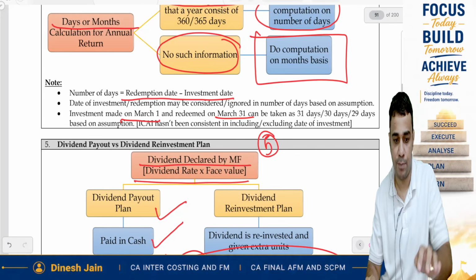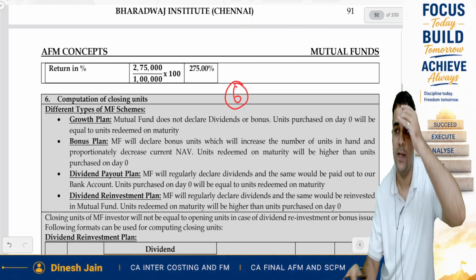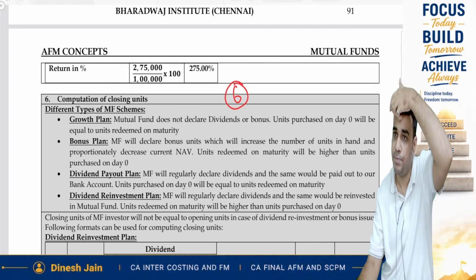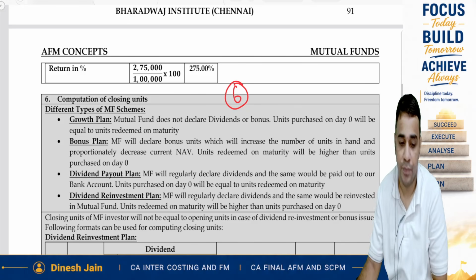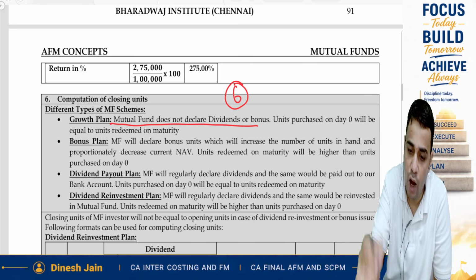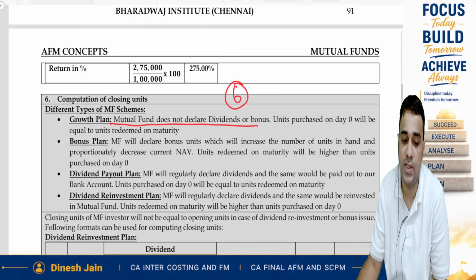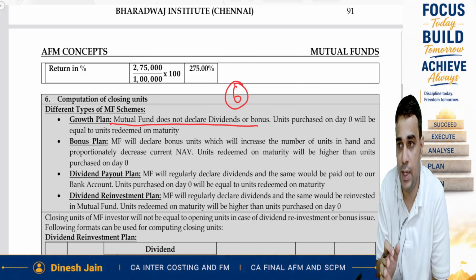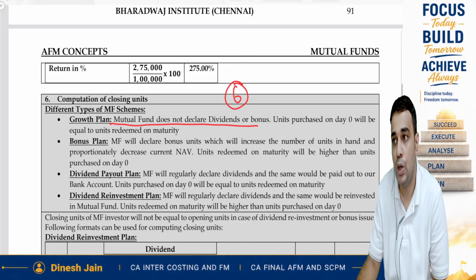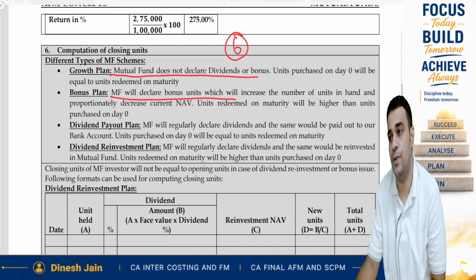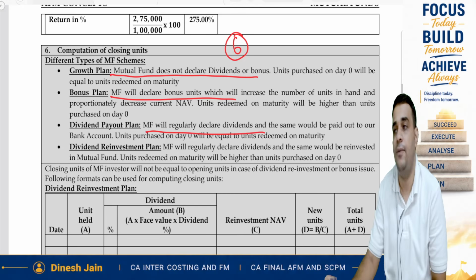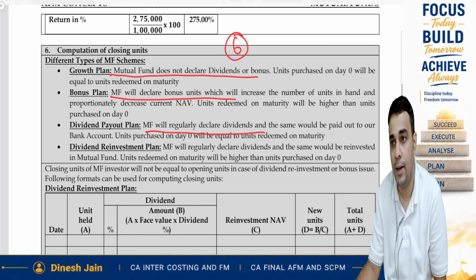Now, in the concept book, concept 6, side right, question 6. A growth plan mutual fund does not declare dividend or bonus. Units purchased on day 0 will be equal to units redeemed on maturity. Whatever you purchase on day 0 is the closing units on maturity. Bonus plan will declare bonus units. Payout plan declares dividend, and the same will hit our bank account.